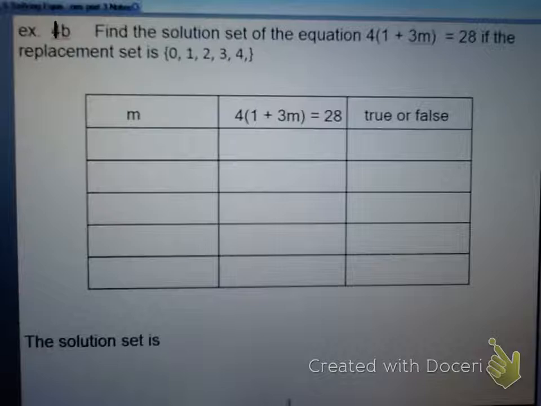Example 1b. Find the solution set of the equation 4 parentheses 1 plus 3m is equal to 28, if the replacement set is 0, 1, 2, 3, 4. So you turn off the camera, try to do this yourself, and then turn it back on and see if we have the same answers.